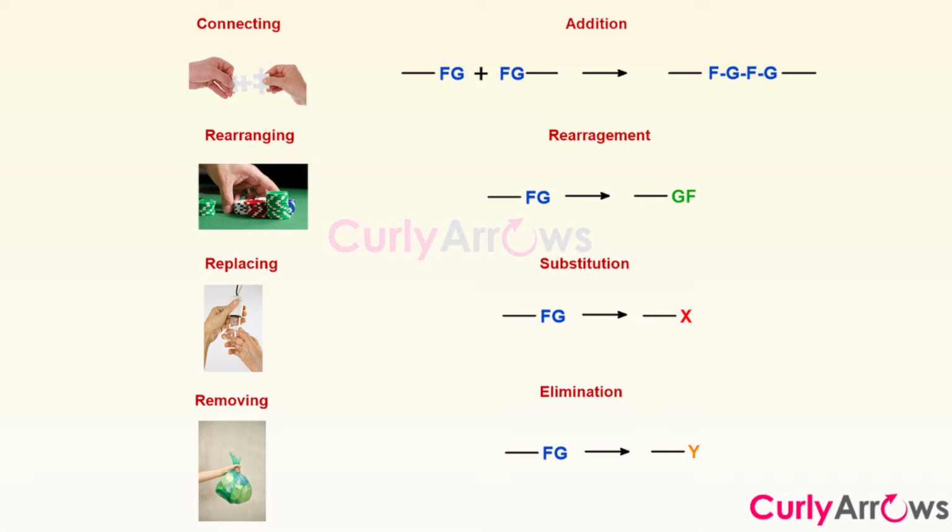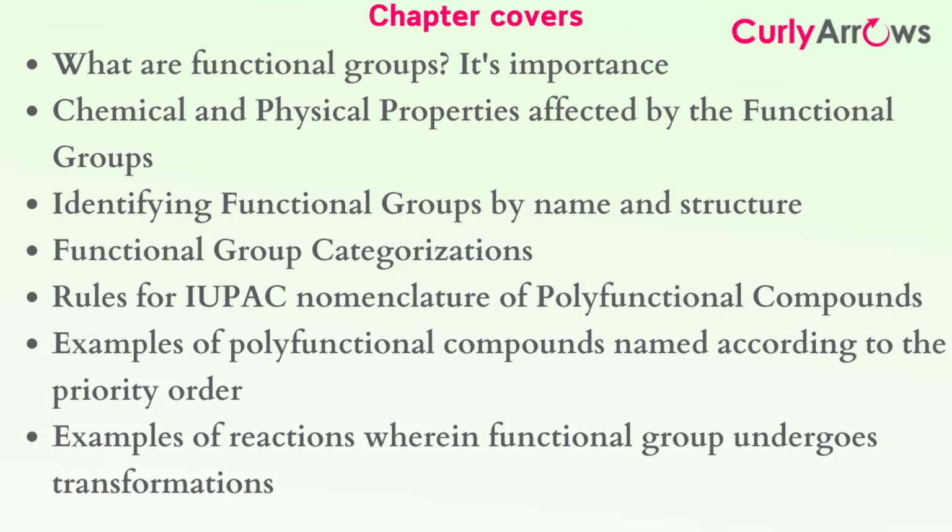In organic chemistry, these changes occur in the form of reactions: addition, rearrangement, substitution, and elimination. So the chapter on functional groups in organic chemistry on CurlyArrows covers the commonly seen functional groups and teaches us to identify them by name and structure, and how functional groups affect chemical and physical properties.